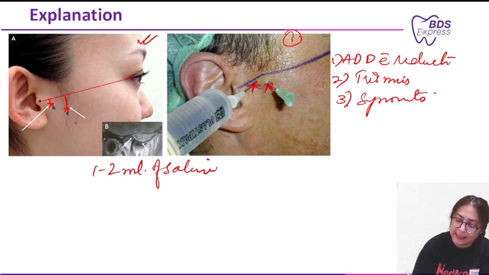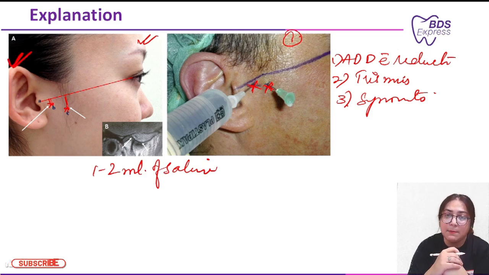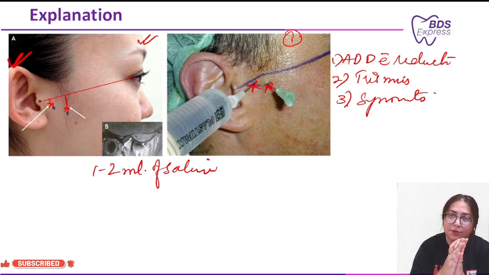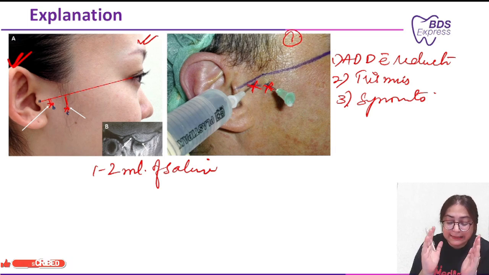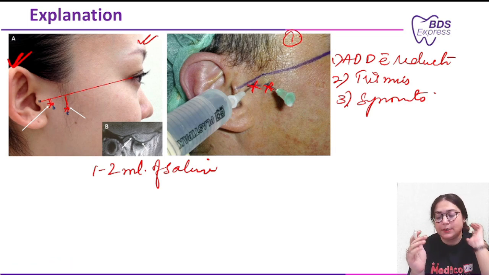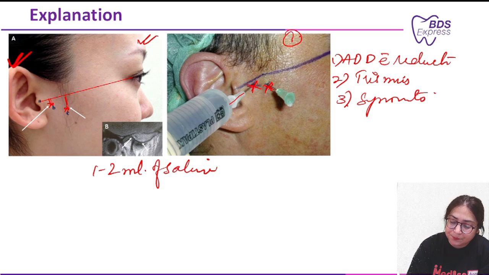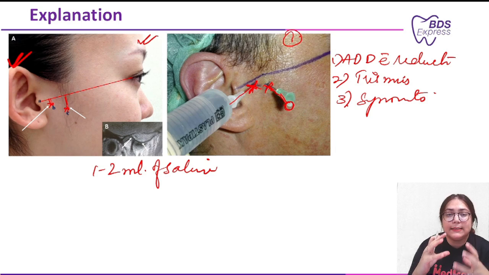Option A, it is correct that yes, this is the landmark. Option B says that 300 ml of Ringer's lactate is used. No, that is not true. Instead, 1 to 2 ml of saline is used. You are just inserting the saline from here and draining it out from here. Here you can see the droplet. So this is how it is done.